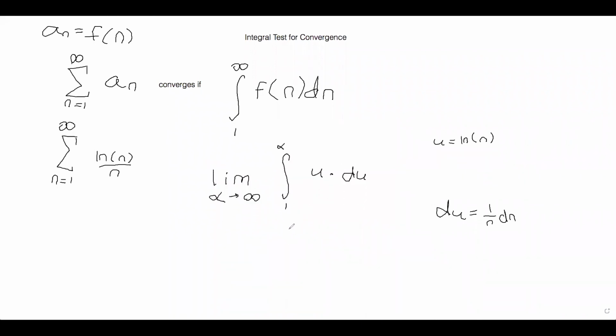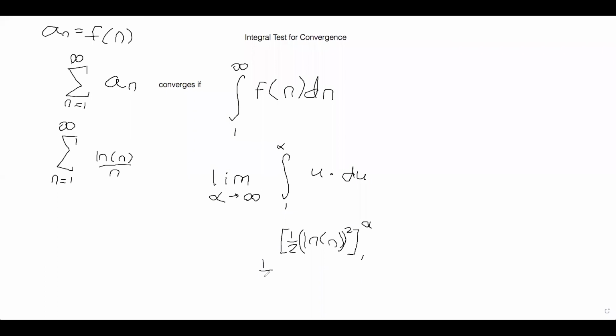So we're going to have 1/2 u to the second power. So this would be 1/2 natural log of n to the second power, going from 1 to alpha. So we don't really need the u and the du anymore. We're finished integrating. We're just going to be evaluating the limits as best we can with our endpoints.